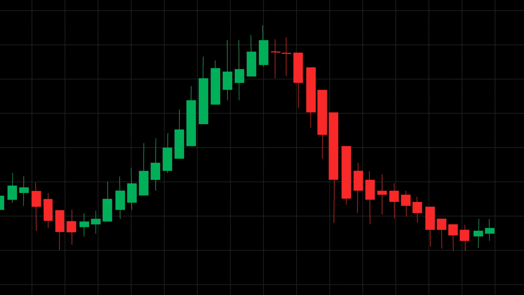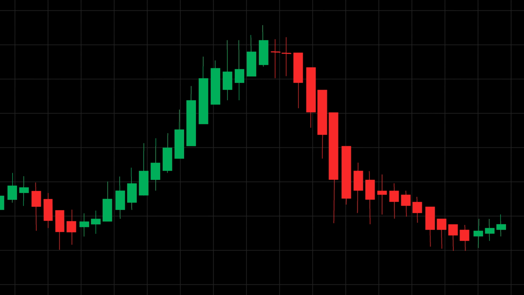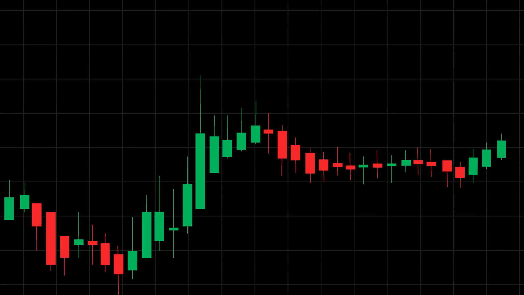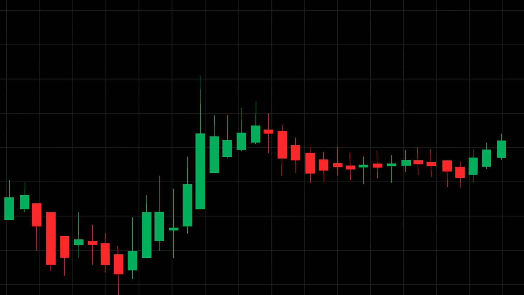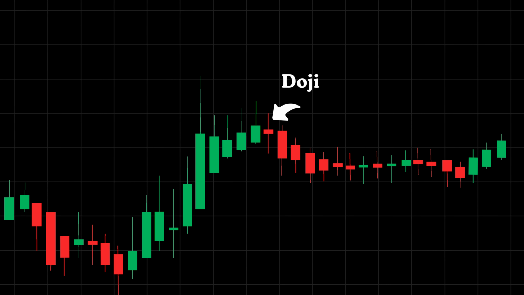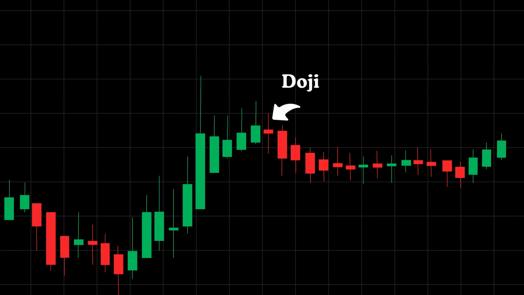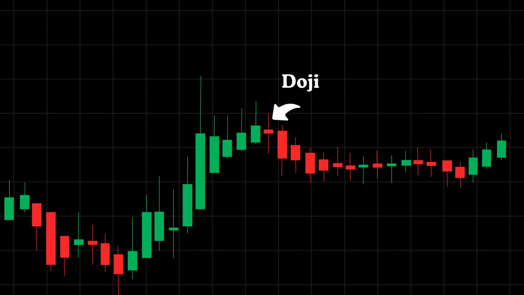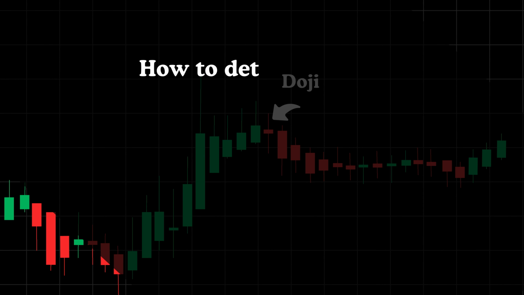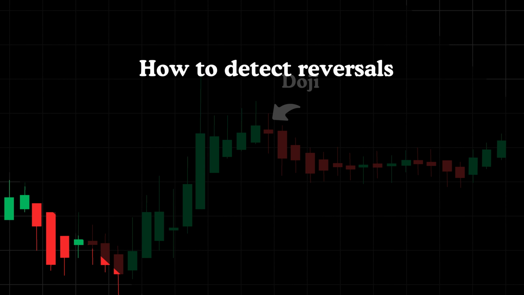Fortunately, the Heiken Ashi is also built to help spot potential reversals. On a Heiken Ashi chart, you'll come across doji candles like this one. A doji forms when a candle has a tiny body and both upper and lower wicks. Here's how to catch reversals using a doji on the Heiken Ashi chart.